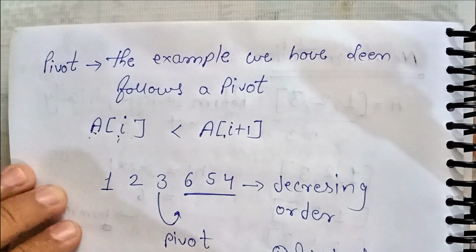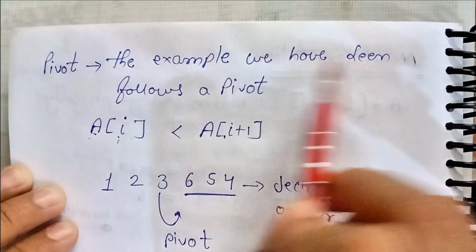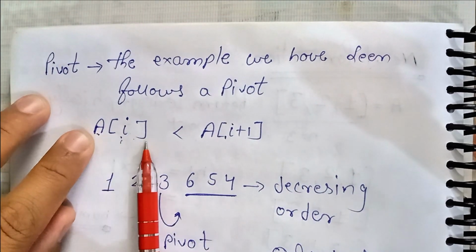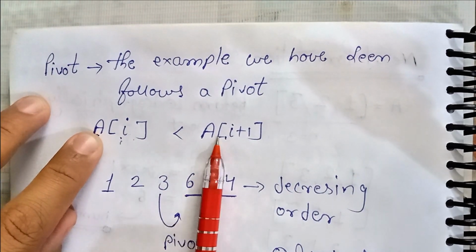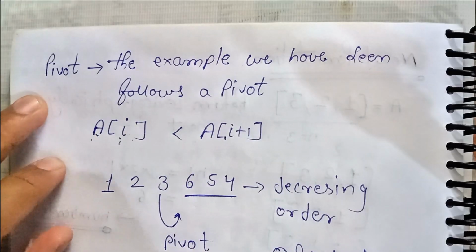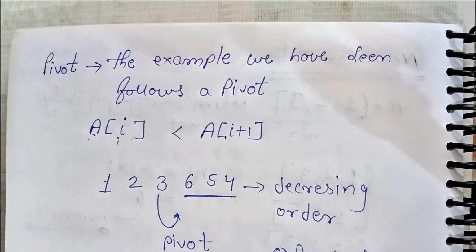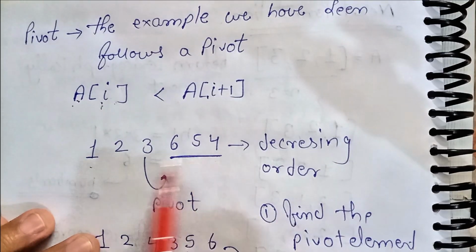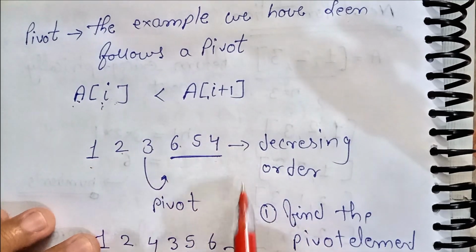So, finding the pivot element. The example we can see follows a pivot. It means if array of I is lesser than array of I plus 1, then that array of I is the pivot element, which we have already done. Here we have taken one example: 1, 2, 3, 6, 5, 4.